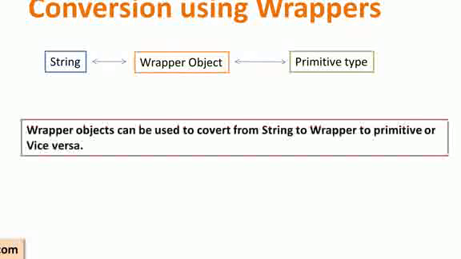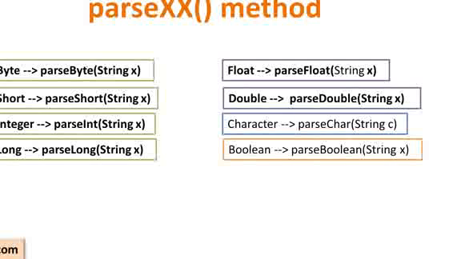The first method to discuss is the parse method. I have used XX to represent that each and every data type has its own method. For byte, it has parseByte. For short, it has parseShort. For integer, it has parseInt. This method takes a string and returns a primitive data type.